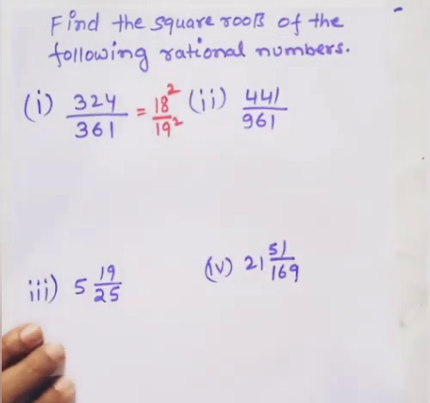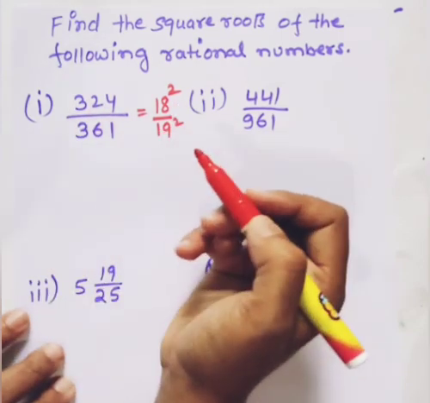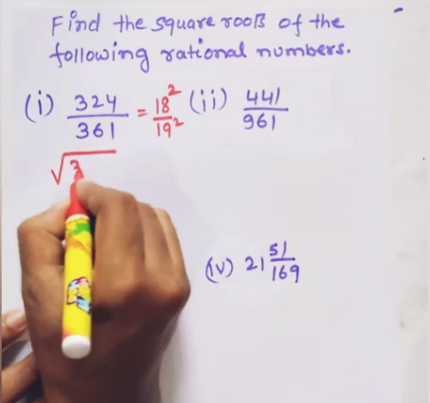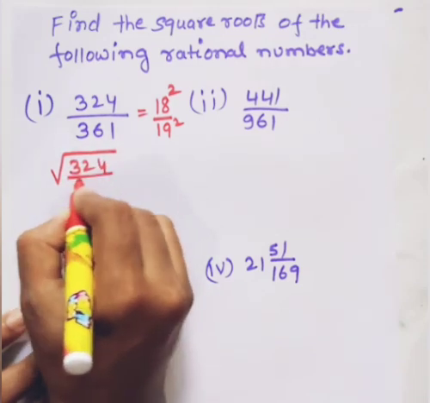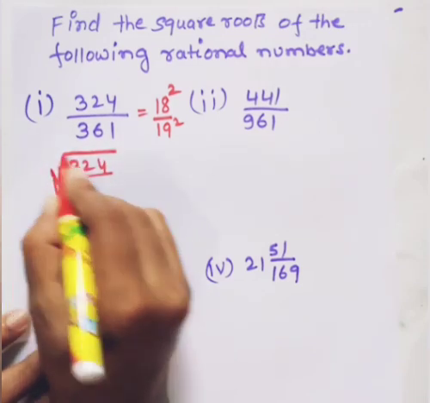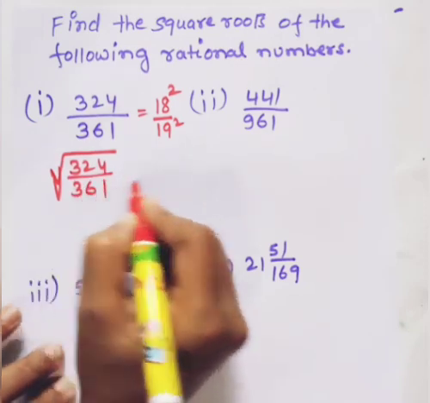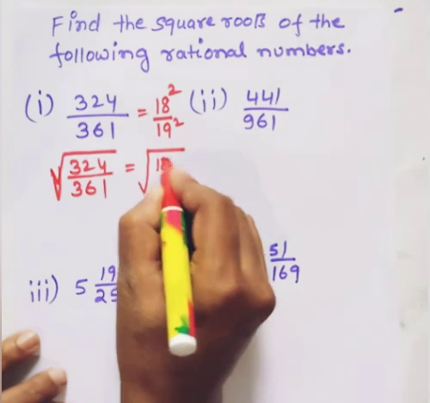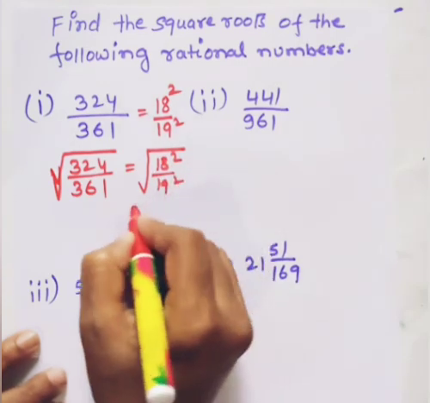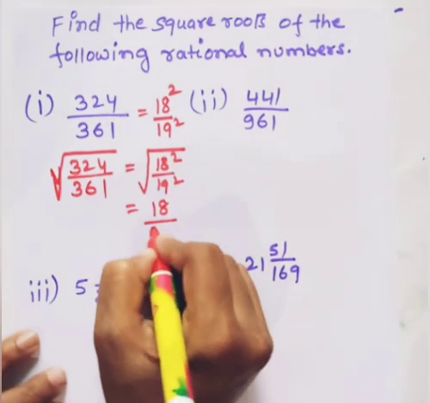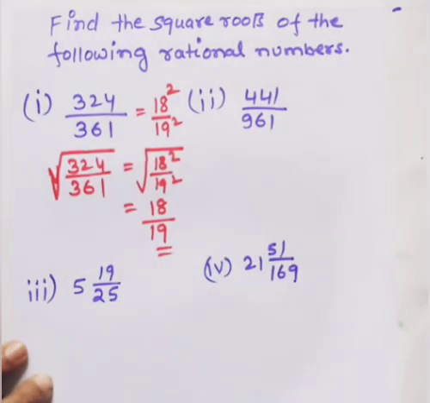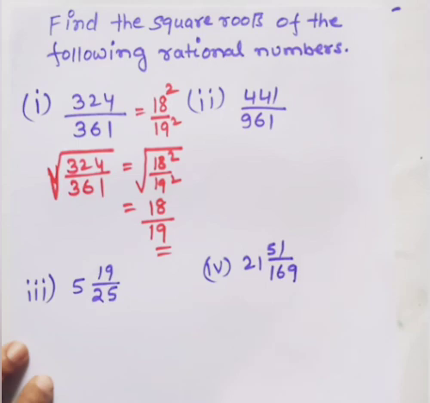So children, 324 is equal to 18 square by 19 square. So you can write that 324 divided by 361, this square root should be for both numerator and denominator. This will be equal to the square root of 18 square by 19 square, which will come to be equal to 18 by 19.